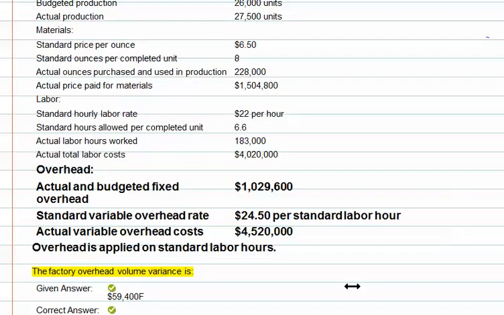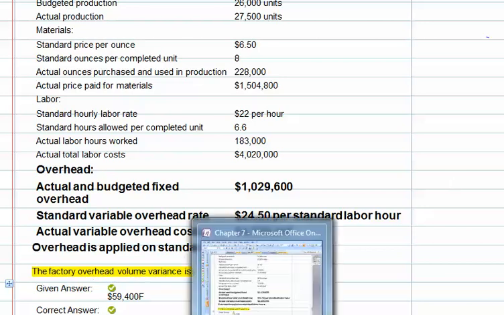Here's a question. They're asking us the factory overhead volume variance. Again, the volume variance is dealing with the fixed factory overhead. I like to use as an illustration the classroom example again. They pay me $100 to teach each class, and we have 50 chairs in here. So our cost per chair would be simply $2 per chair.